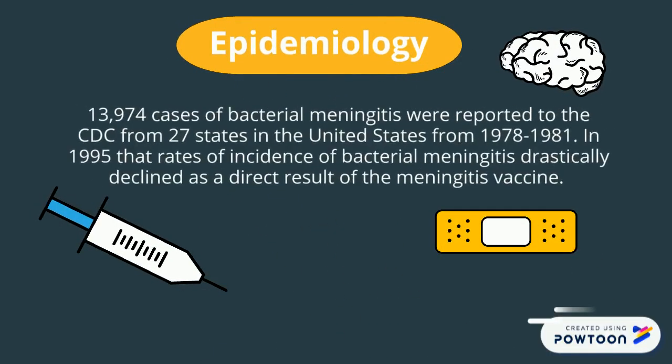13,974 cases of bacterial meningitis were reported to the CDC from 27 states in the United States from 1971 to 1981. In 1995, the rates of incidence of bacterial meningitis drastically declined as a direct result of the meningitis vaccine.